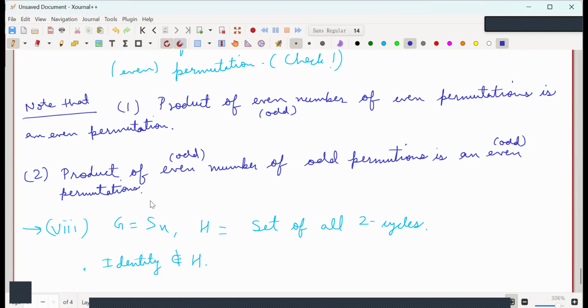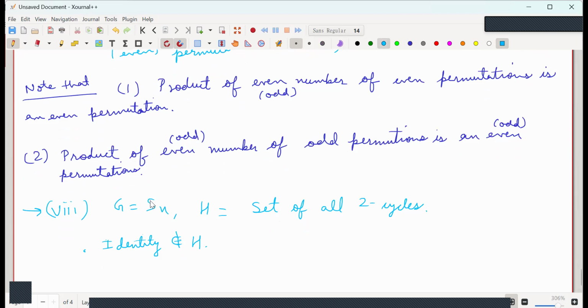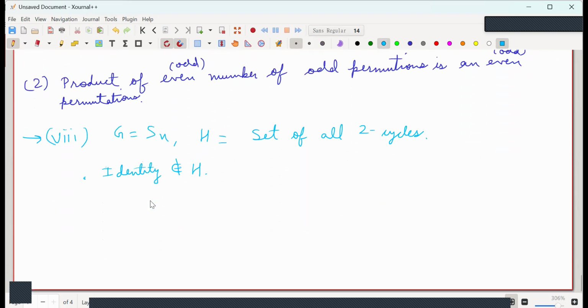So in this example, we are taking two cycles. Two cycles are odd permutations, right? Because a two cycle has only one even-length cycle in the disjoint cycle decomposition. So if you take the even product, then it will be an even permutation. If you take the odd product, then it will be an odd permutation.